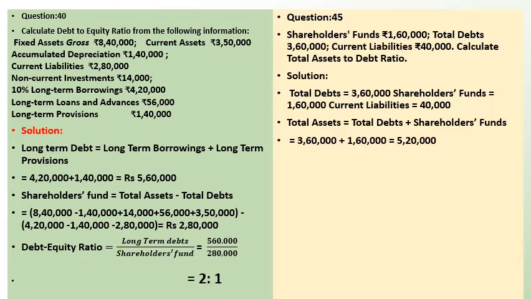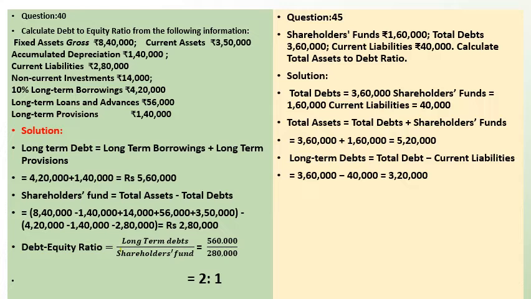It is liability approach. Since we know that the accounting equation is total assets equal to capital plus other liabilities. So based on that information, we will be calculating total assets from the liability side, that is total assets plus shareholders fund. Shareholders fund means over here capital, and now based on that we will get total assets equal to 5,20,000. Now long term debt is equal to total debt minus current liability. As we have done earlier, this formula we have used. So now based on that we have long term debt is equal to 3,20,000.